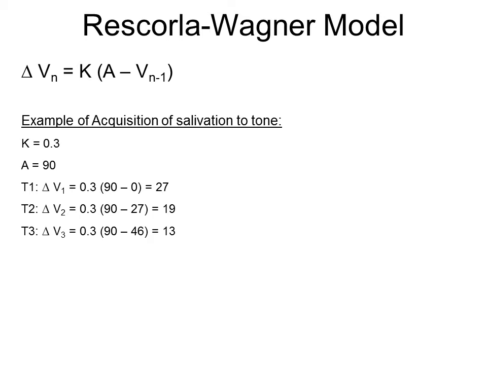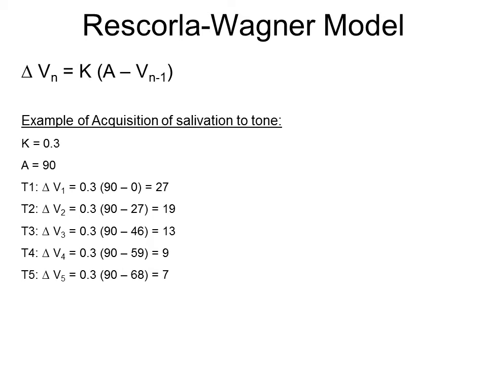Moving on to trial 4. The change in conditioning on trial 4 is equal to 0.3 salience times the asymptote of 90 minus the cumulative strength up through the previous trial of 27 plus 19 plus 13. That gives us 59. 90 minus 59 is 31. 31 times 0.3 is equal to 9. A change of 9 associative units on this particular trial.